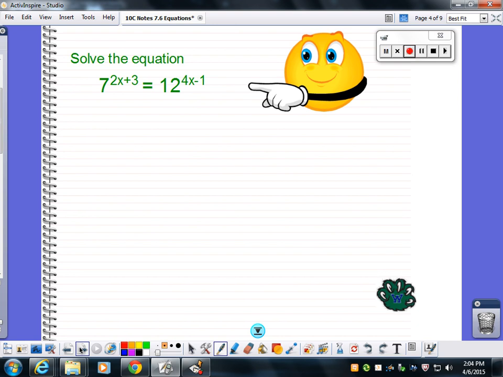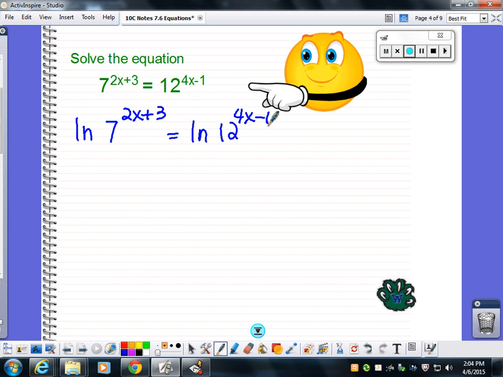All right, step number 1. If I can't rewrite them with the same base, and I can't isolate and change the form because I've got 2 exponents here, this is your third option for solving. So I'm going to take the natural log of both sides, because as long as I do the same thing to both sides of an equation, I'm keeping that equation balanced.